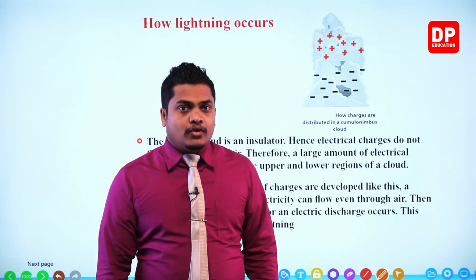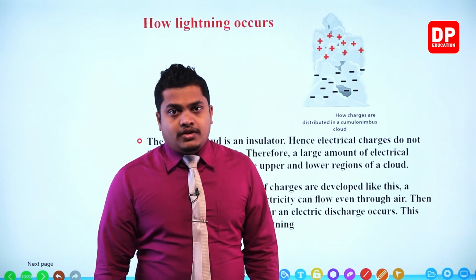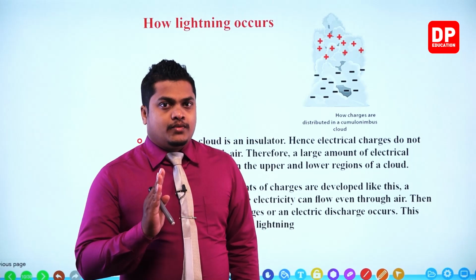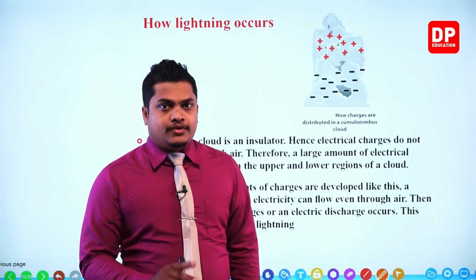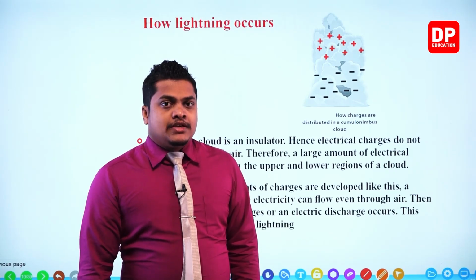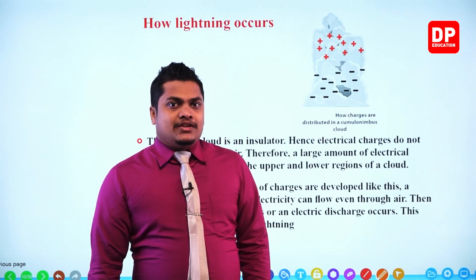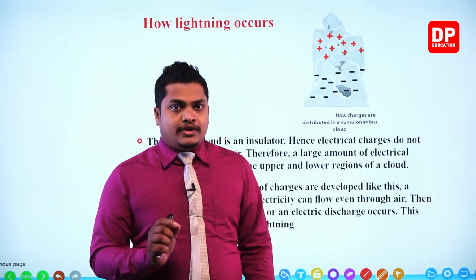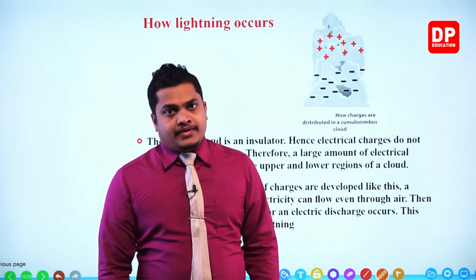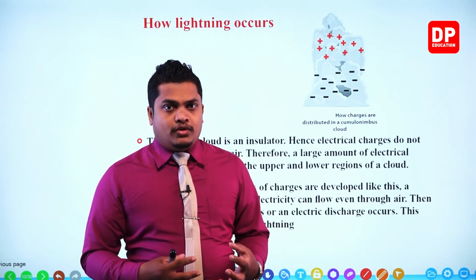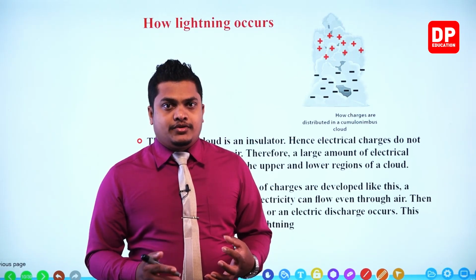I hope you got the idea of how lightning occurs, my dear children. Like I said, it's very important to have nimbus or cumulonimbus clouds for lightning. Most of the time, because of cumulonimbus clouds, lightning is going to occur.